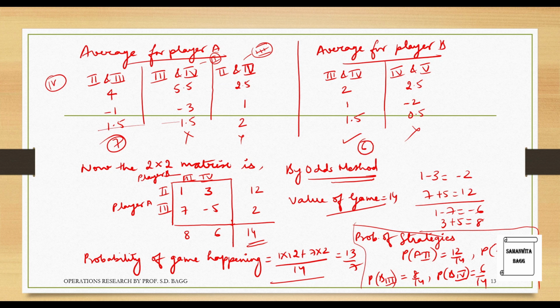First, you will use the principle of dominance. You will remove the strategies which are dominant, sometimes weak dominance, sometimes strong dominance. You will remove them and then you will come down to a small game which can be solved either by odds method or by pure strategy. Any one of the two is going to give you the answer.